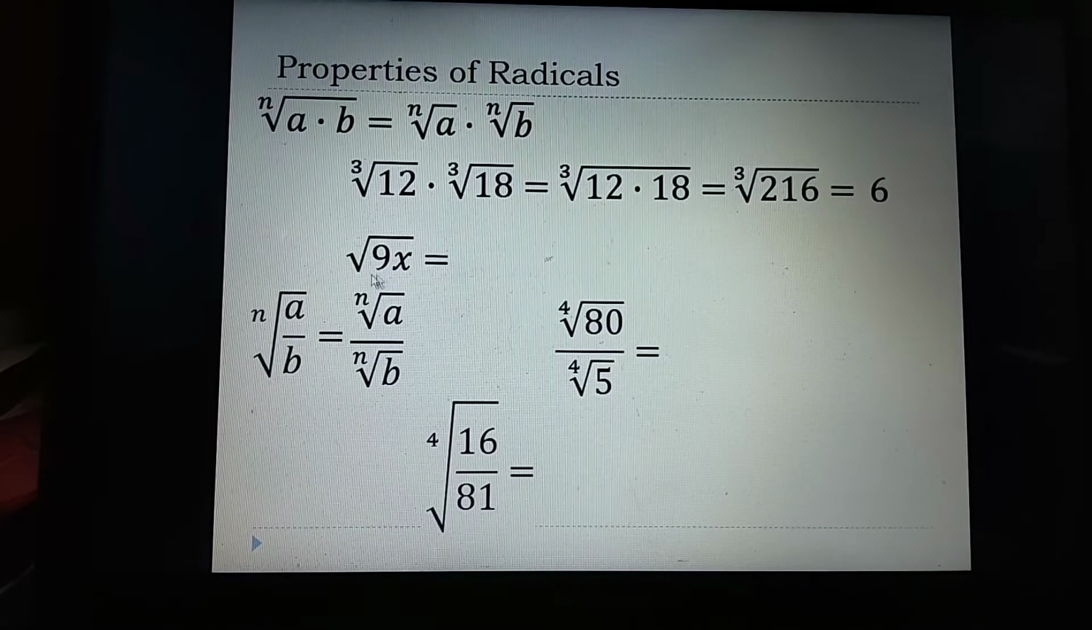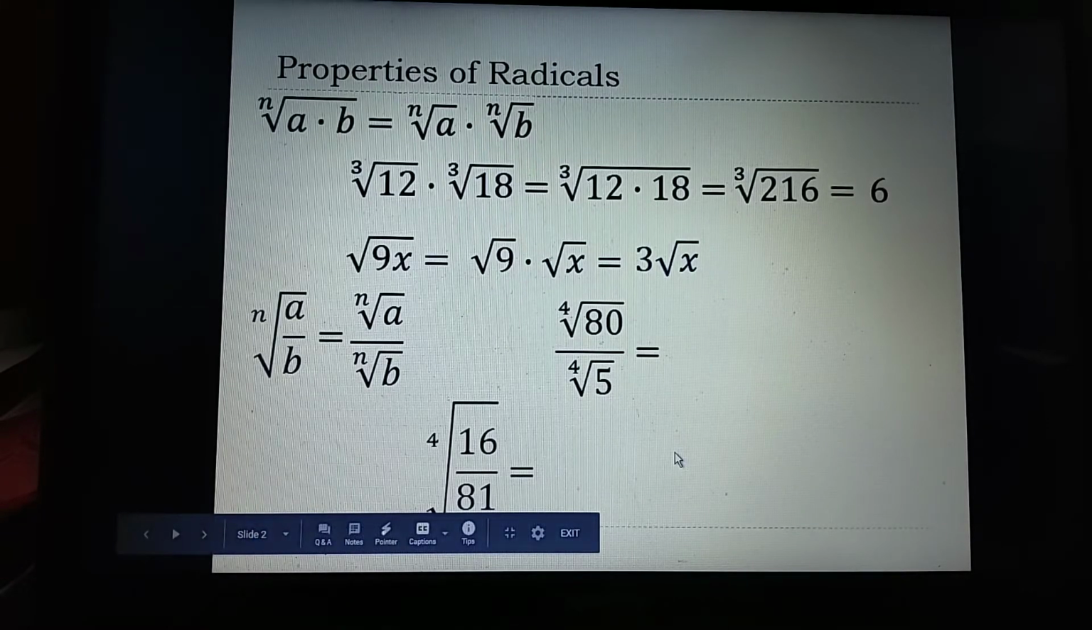Now it's going to work the same way in the other direction. Let's say we've got them both underneath their radical, and we want to split them up. So I'm going to split it into the square root of 9 and the square root of x. Now we know what the square root of 9 is. That's 3. The square root of x can't be simplified. So there we have our answer.